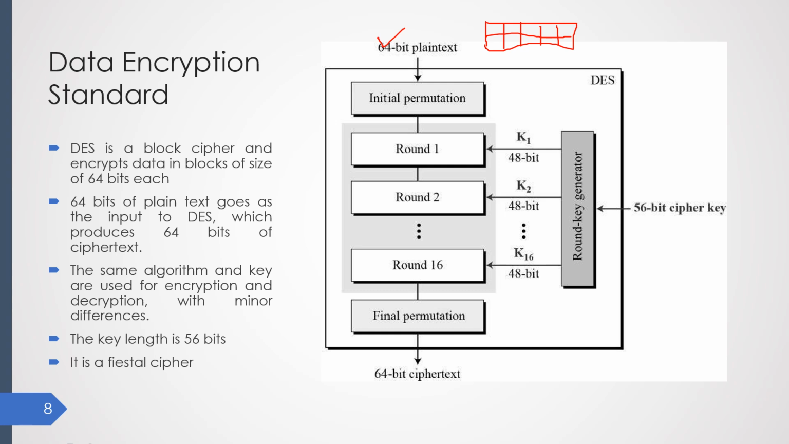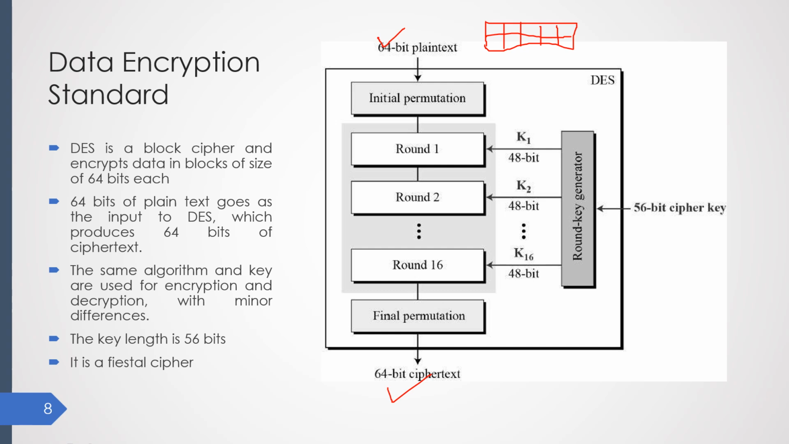Every encryption algorithm has a capacity to convert a certain size of blocks. This is a block cipher. There are other algorithms, known as stream ciphers, which we will study later. Now we'll concentrate on block ciphers. Block cipher means the input comes as a block, and all 64 bits go into the algorithm at a time. The 64-bit plain text goes in as input to DES, which produces a 64-bit ciphertext.